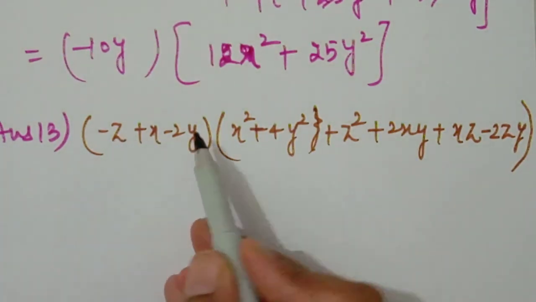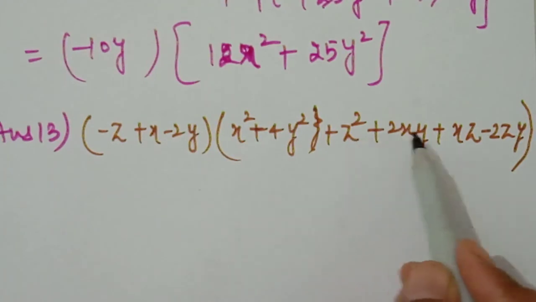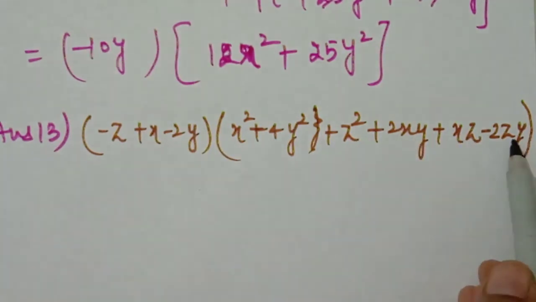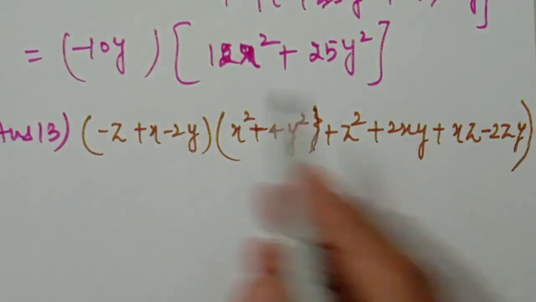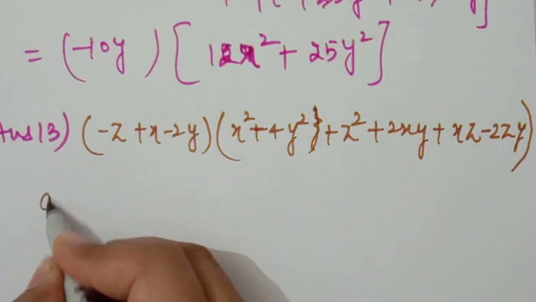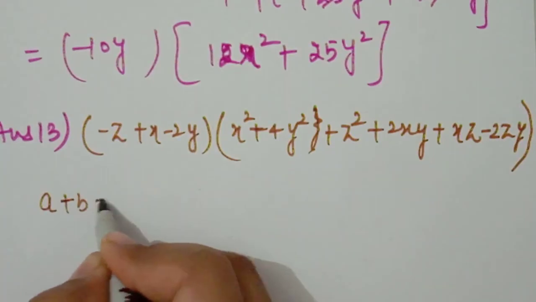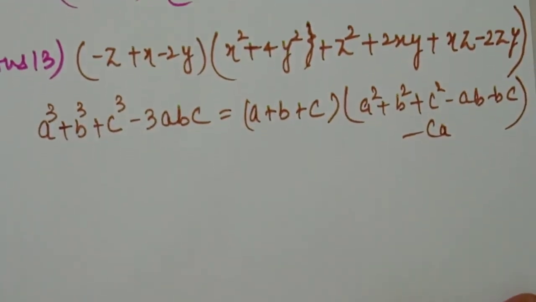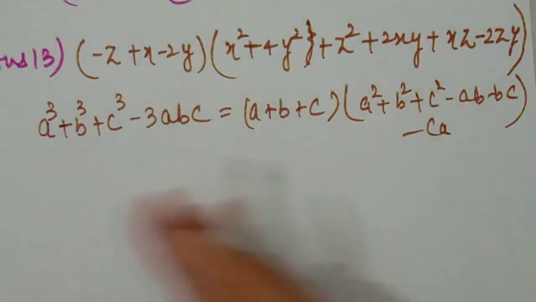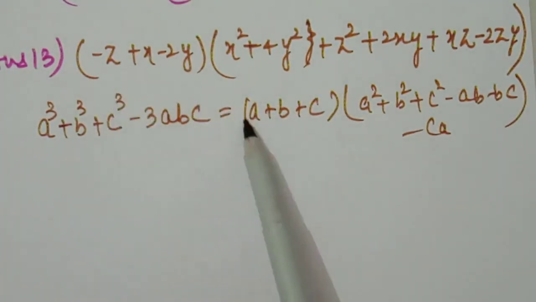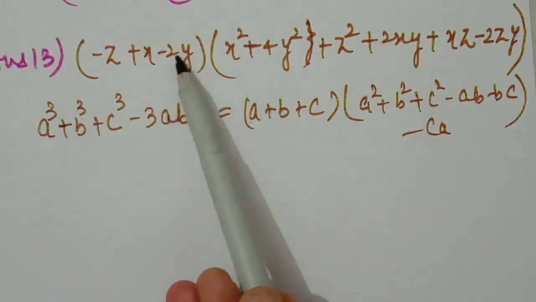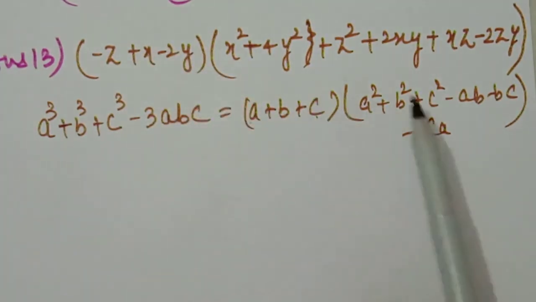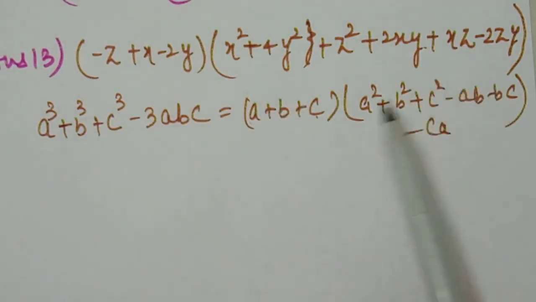Here we have a plus b plus c, and here we have a square plus b square plus c square minus ab minus bc minus ca. So it is the identity of a plus b plus c: a cube plus b cube plus c cube minus 3abc. This identity has already been deleted from your syllabus. I just want to show you how we would do these questions. Here a is minus z, b is x, and c is minus 2y, and then we will solve and check that all terms are correct.